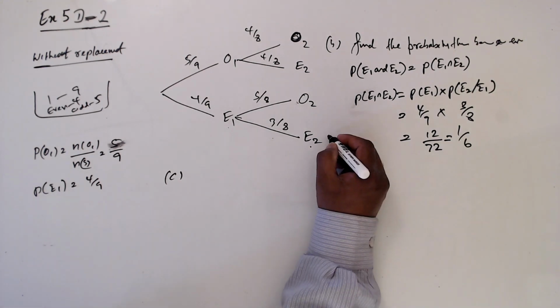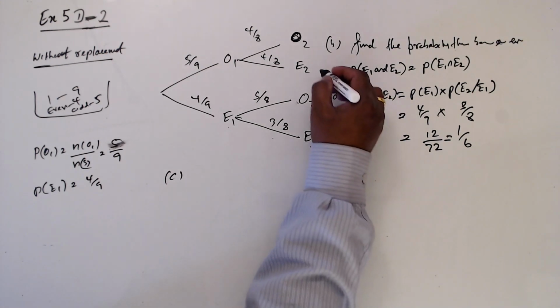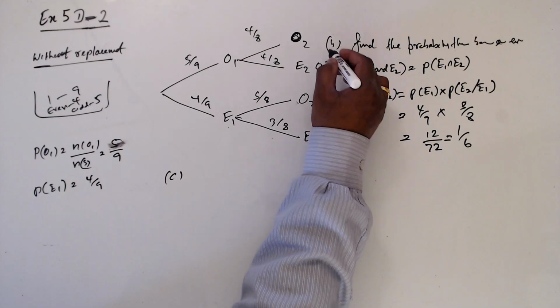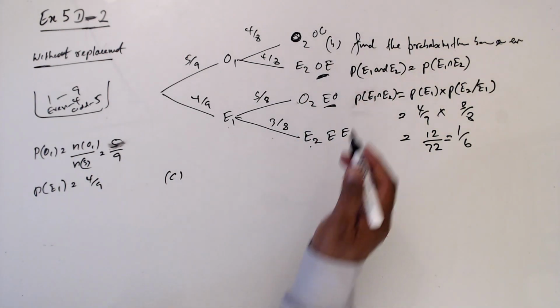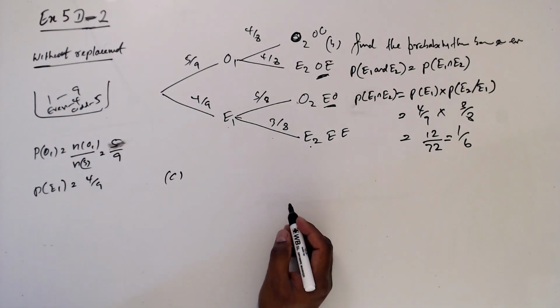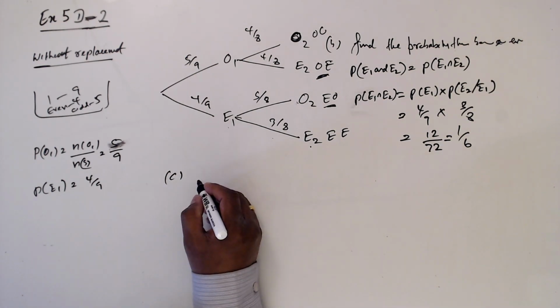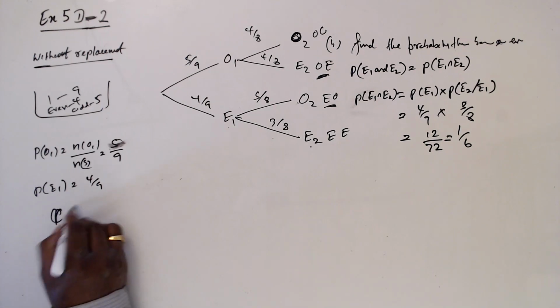Part C, we need to find the probability that one card is odd and the other is even. So this is EE, this is EO, OE, and OO. Now those are the two occasions. One card is odd and the other is even.